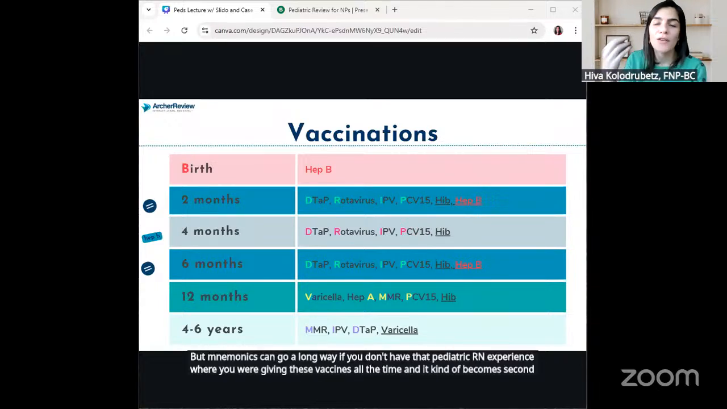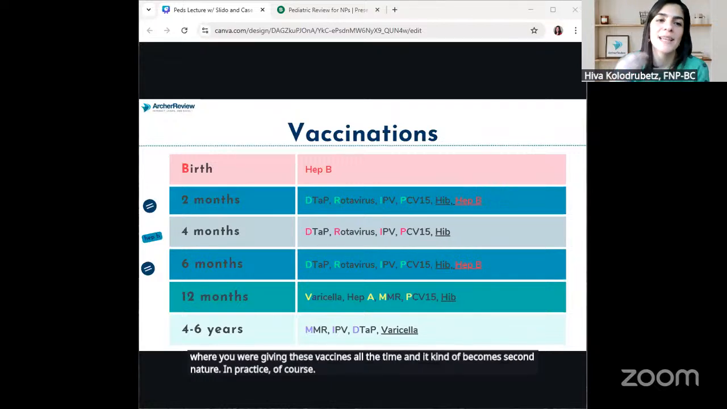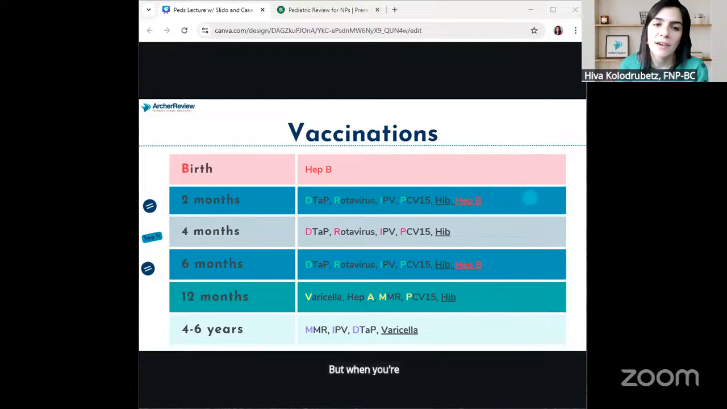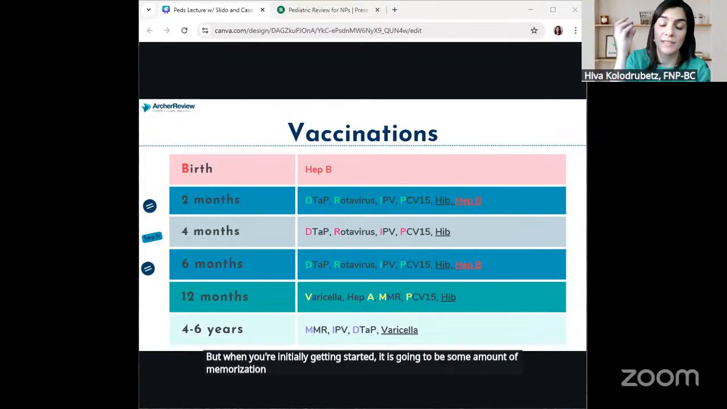In practice, of course, once you see these kiddos, your nurse is going to pull those vaccines and you're going to know it by heart because you're going to do it so many times. But when you're initially getting started, it is going to be some amount of memorization and practicing those practice questions to help solidify it. So I'll throw a couple of those in today.